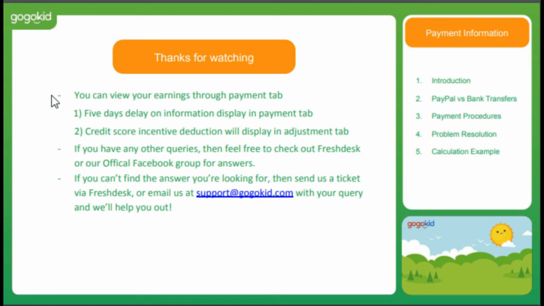First of all, there is a 5-day delay on information displayed within the Payment tab. That's to allow 48 hours for teachers to appeal class finish types after the class ends, and 3 days for the ticket to be responded to and the situation dealt with. Second of all, any incentive pay deductions that you receive from cancelling classes within a 24-hour period or not showing up to classes will be displayed in the Adjustments tab.